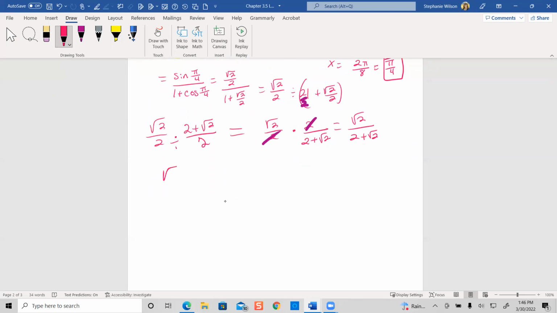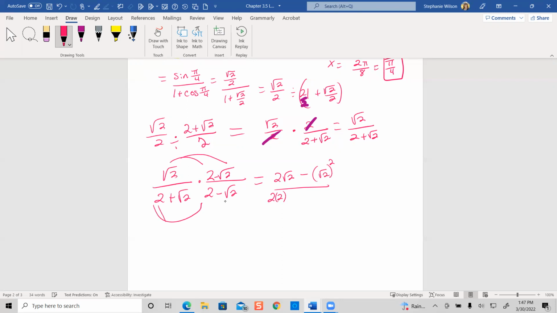What do I see? I need the square root on the bottom to go away, because we can't have a square root in the denominator. So I'm going to multiply by its conjugate, meaning I change this plus sign to a negative, so that the square root will go away. I'm going to use the distributive method on top. So I get 2 times 2, minus 2 times square root of 2, plus 2 square root of 2, minus square root of 2 squared.